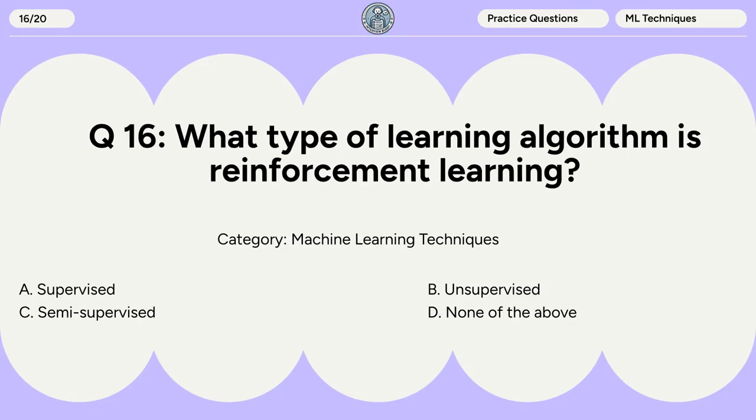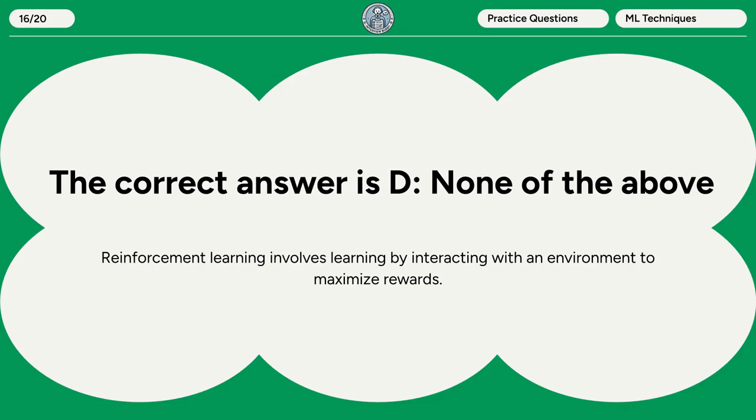Question 16. What type of learning algorithm is reinforcement learning? A. Supervised. B. Unsupervised. C. Semi-supervised. D. None of the above. The correct answer is D. None of the above. Reinforcement learning involves learning by interacting with an environment to maximize rewards.